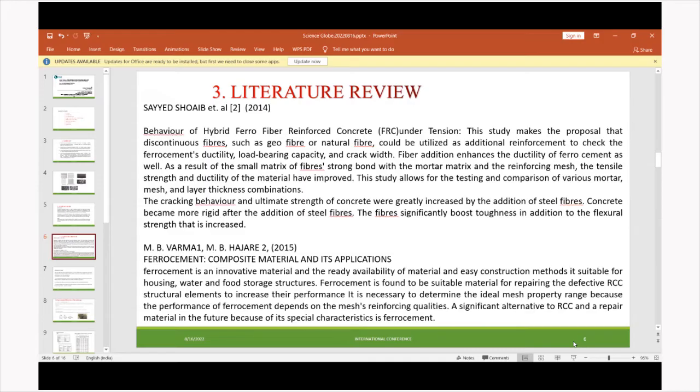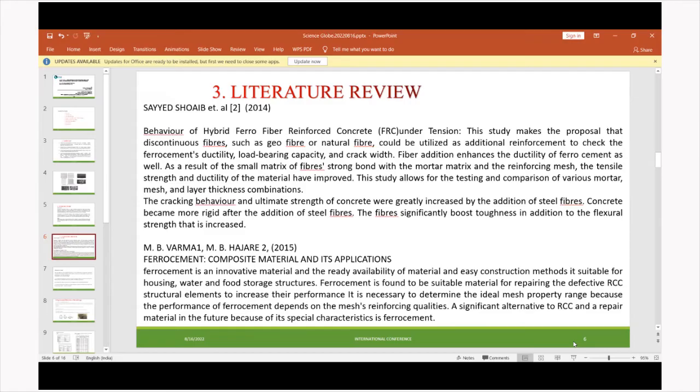The tensile strength and ductility of the material have improved. The study also allows the testing and comparison of various mortar mesh and layer thickness combinations. The cracking behavior and ultimate strength of concrete were greatly increased by the addition of steel fibers. The article, which has been published by M.B.